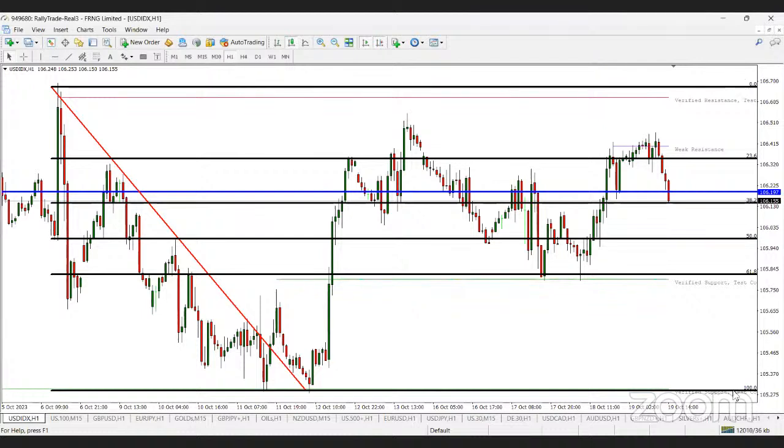People also refer to this zone and this zone as overbought and oversold, but I don't advise you to look at it that way. Of course, it's expected that if price gets to this 100%, you expect it to retrace. If it gets to this 0%, you expect it to retrace. Now, after this 100%, we have 61.8, we have 50%, we have 38.2, we have 23.6.